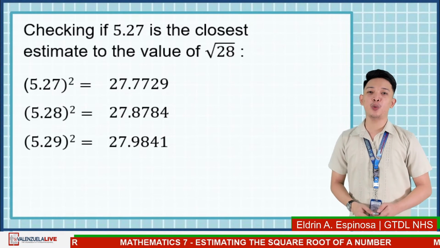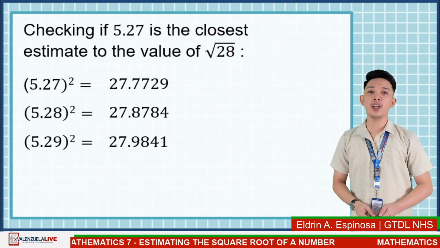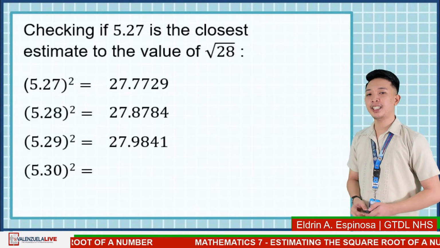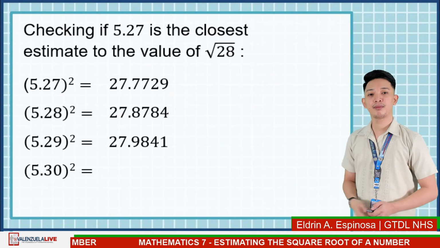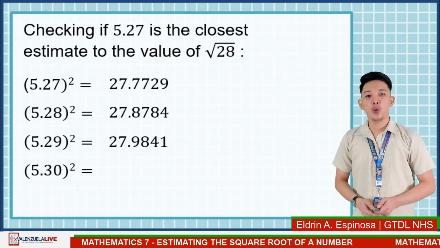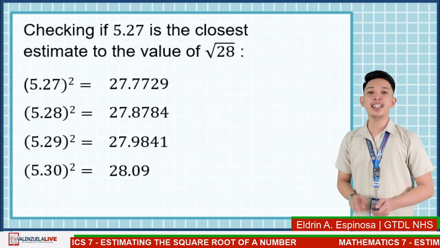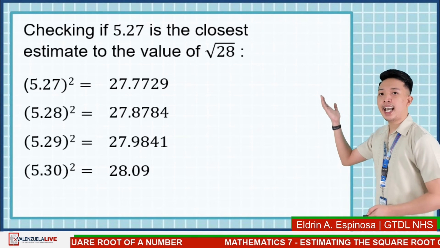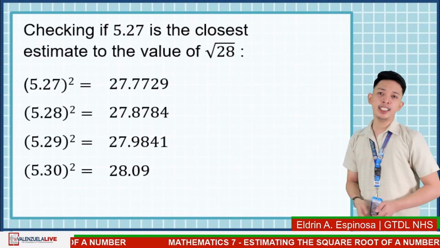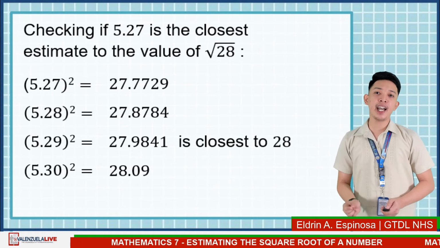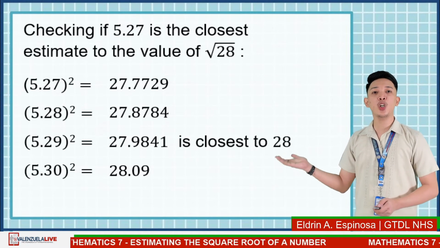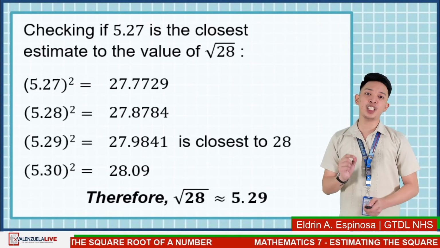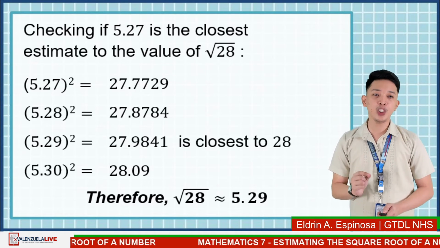Let's try another one. What about the square of 5 and 30 hundredths? Will you try to multiply it? All right. We will get 28 and 9 hundredths. Now, looking at the given values, we can clearly say that the square of 5 and 29 hundredths is the closest to 28. Therefore, square root of 28 is approximately equal to 5 and 29 hundredths.